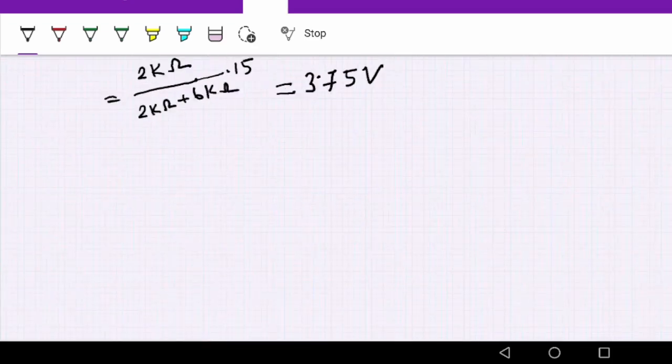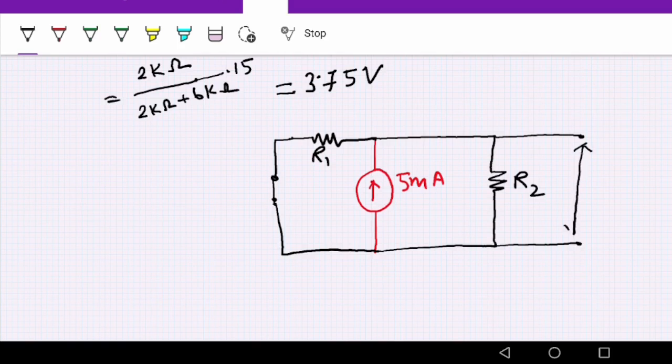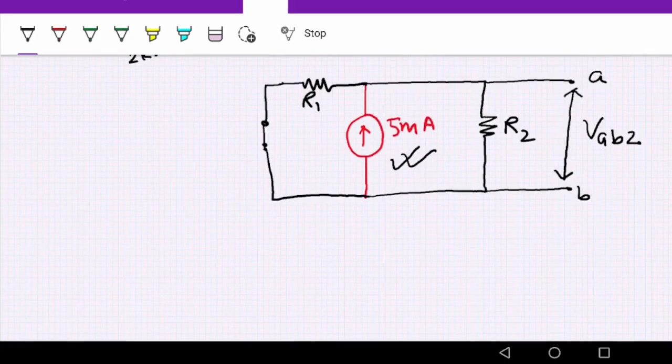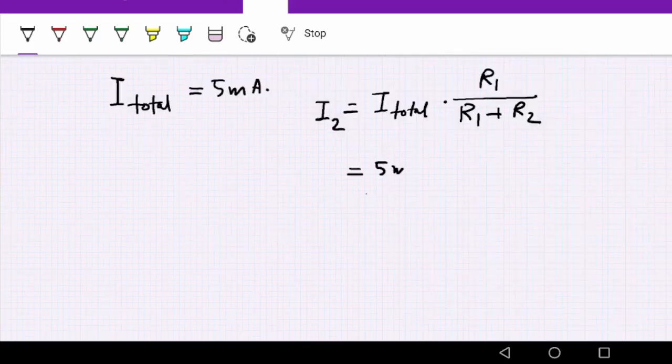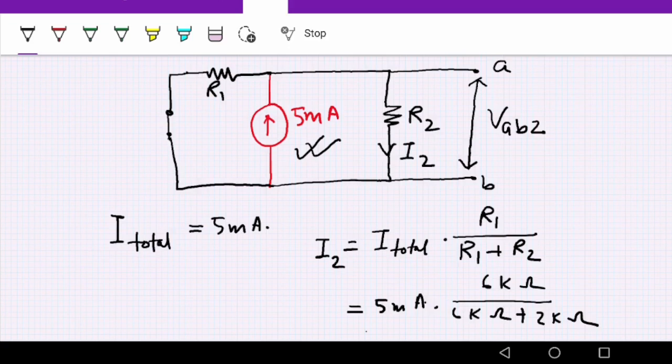Let's calculate the open circuit voltage when I consider only the current source. We have the current source of 5 milliampere, and let's ignore the voltage source by short circuiting it. Now we want to see what is the voltage across port A and B when I consider this current source alone. Let us call it VAB2. You can use the current division rule here. What is the total current here? 5 milliampere. If we apply the current division formula, let the current be I2. Substituting the values, it comes around 3.75 milliampere. So this is the current through the R2 resistor.